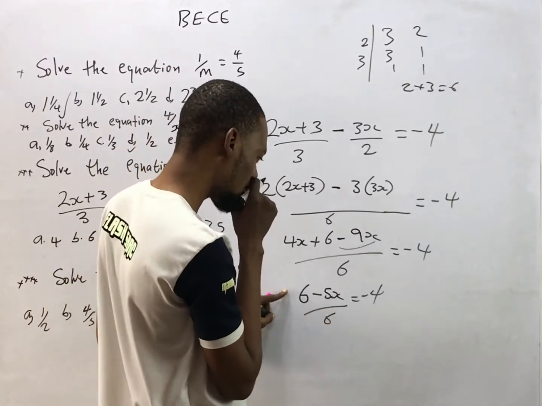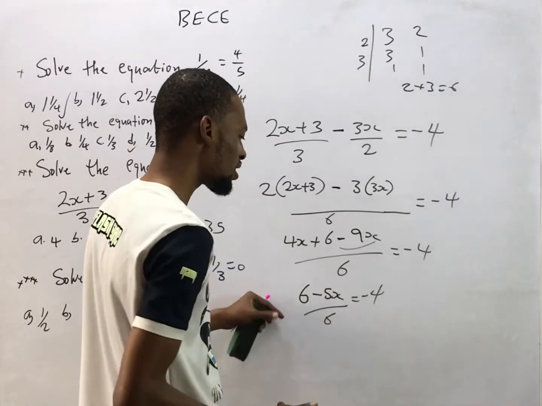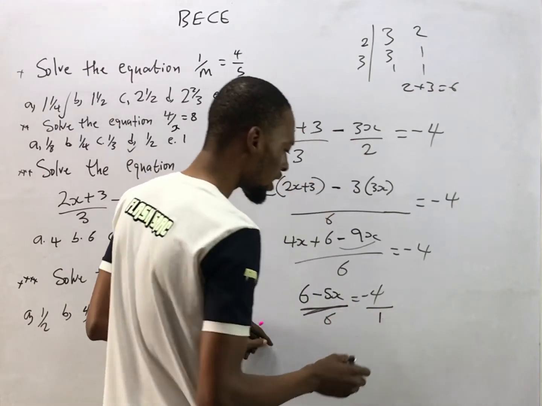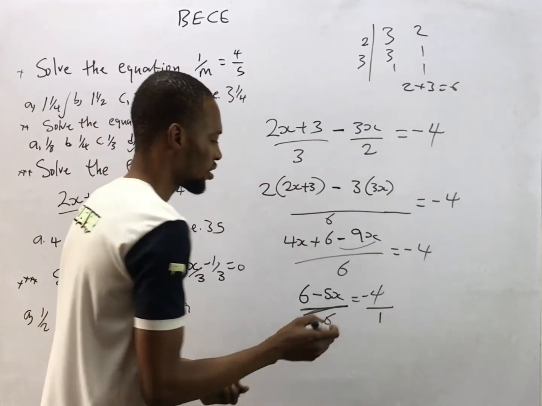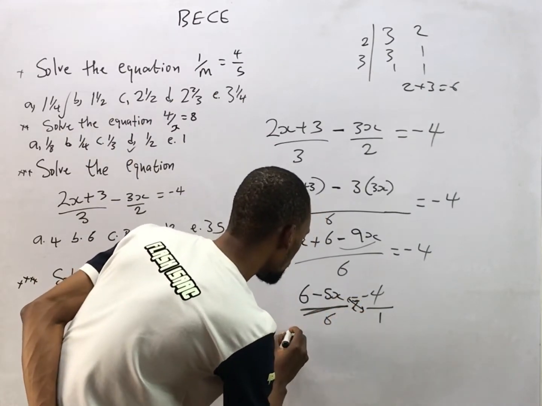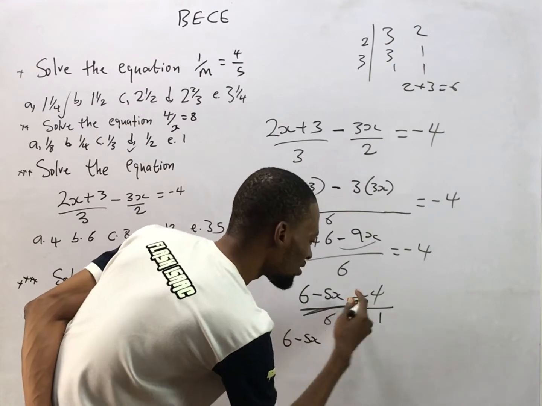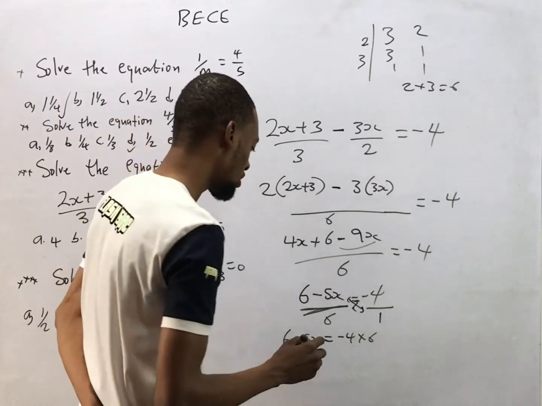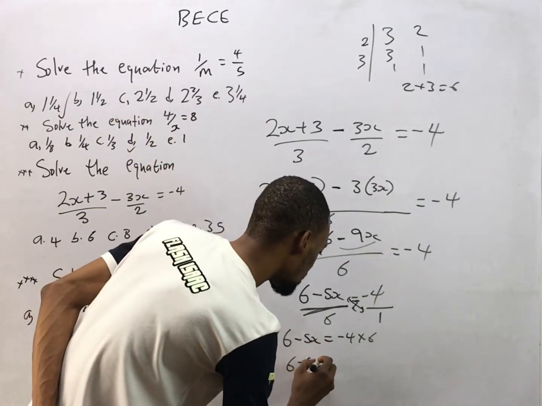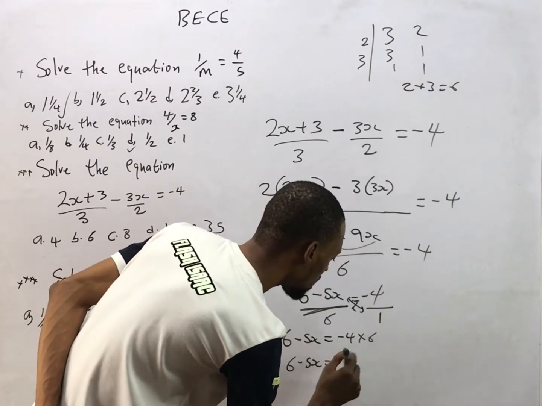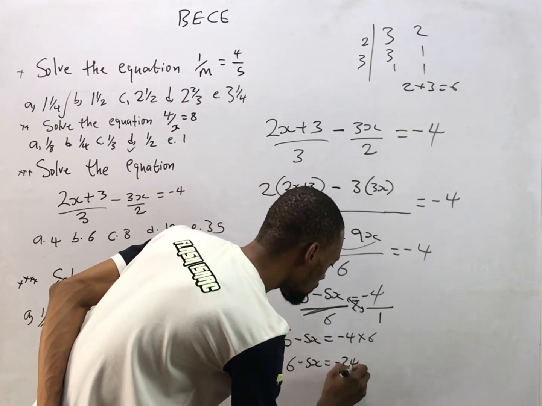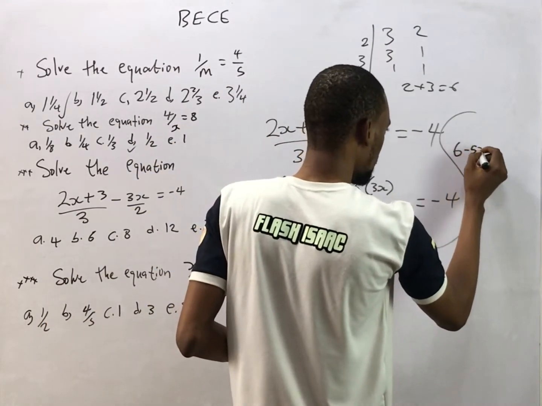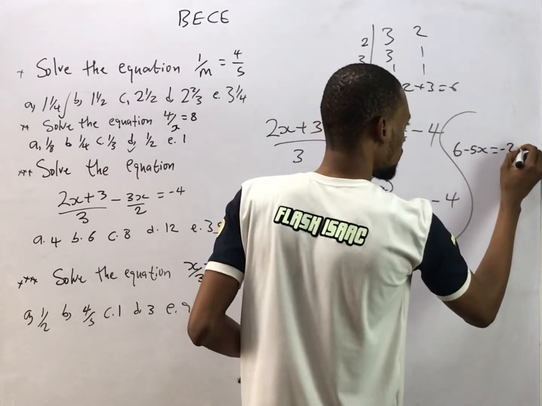So if you arrive at this, now 6 minus 5s, it won't work like I told you. But since this sign is covering everything, and this is the same thing as over 1, we can cross multiply. So cross multiplying, this will give you 6 minus 5s times 1 is remained, equals minus 4 times 6, right? So this will give you 6 minus 5s is equal to minus 4 times 6, which is minus 24. So we are left with 6 minus 5s is equal to minus 24.